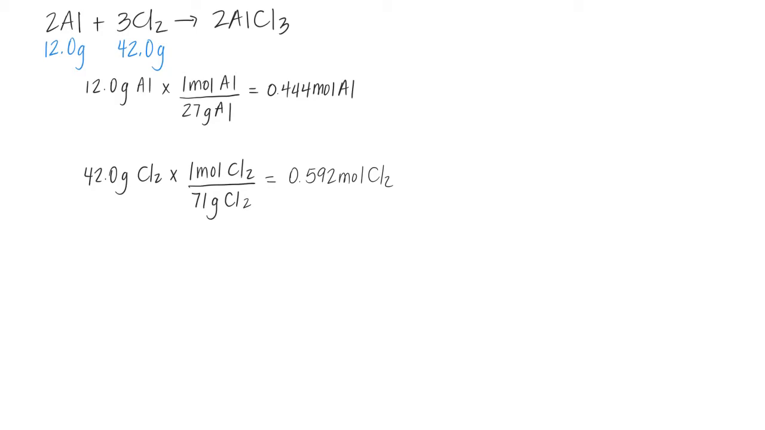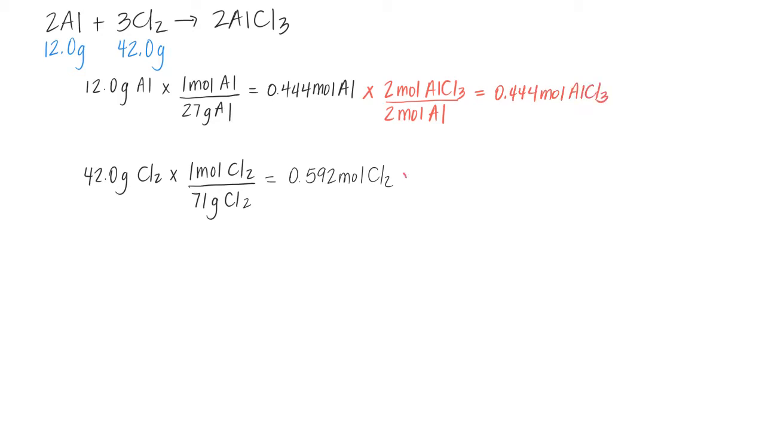Now let's use the mole ratio from the balanced chemical equation to determine the amount of product, aluminum chloride, that can be made from each reactant. Starting with aluminum, we can make 2 moles of aluminum chloride from every 2 moles of aluminum. So that gives us 0.444 moles of aluminum chloride.